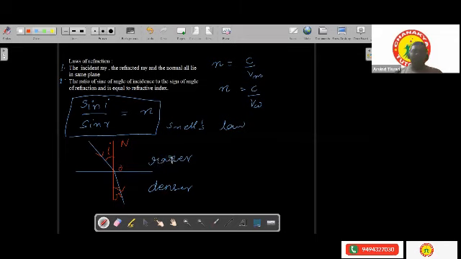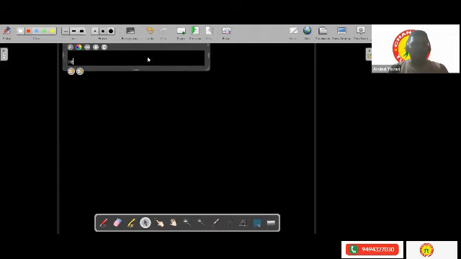Now, we will also talk about the relative refractive index here. But before that, today let's discuss the rectangular glass slab. For the rectangular glass slab, what do we observe? How does the refraction occur?